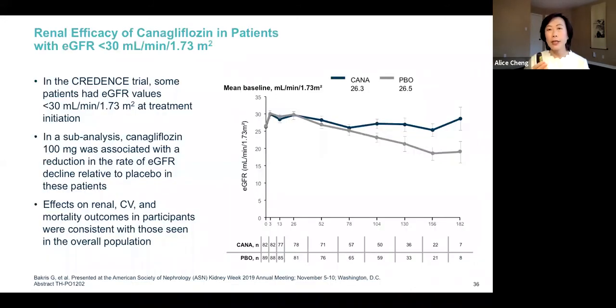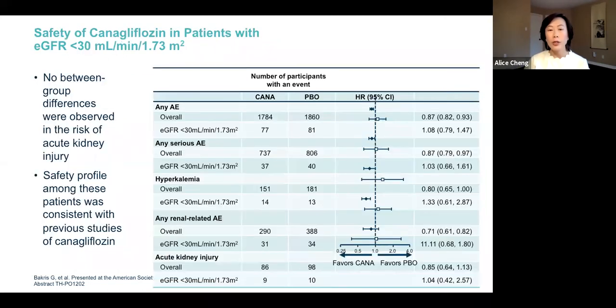But as I said, in CREDENCE, they started enrolling patients starting at 30 eGFR. But some of those patients, by the time they started on study drug, actually had eGFRs a little bit below 30, like 26, 27. Those patients still got study drug. So was it still safe? In the sub-analysis, it turned out, yes, it was. Those patients who started off with an even lower GFR had protection of their kidneys in terms of less decline in function, but safety was also well established in this situation, in that there was no signal of worse safety.